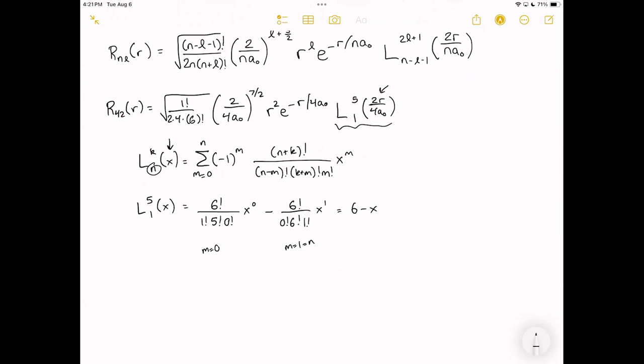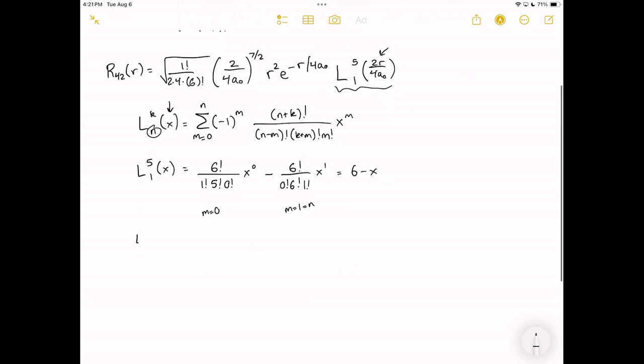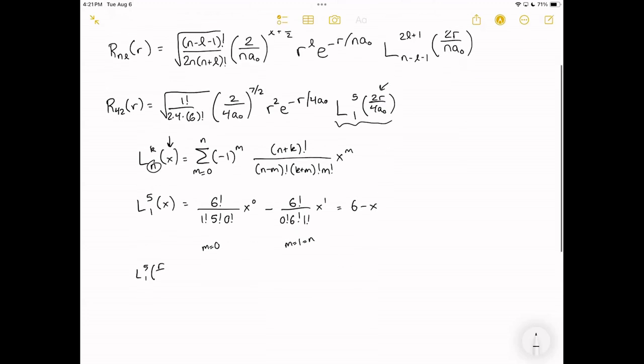So this is our L5,1 as a function of x, but we want it as a function of 2r over 4a naught. So that's pretty easy to do. So we'll just go L5,1, and I'm going to now just say this is r over 2a naught, because of course 2 divided by 4 is 1/2. And then I just plug that in for every instance of x. So this is going to be 6 minus, r over 2a naught.